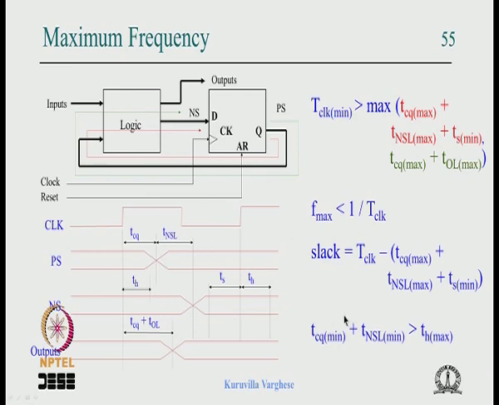So if a hold time violation happens, it has nothing to do with the clock frequency. You have to increase the combinational delay, and normally you put, like the pictures will show, two inverters back to back, and then this problem is solved.